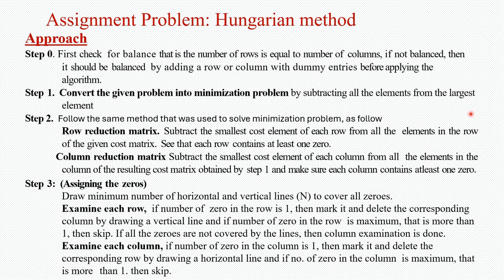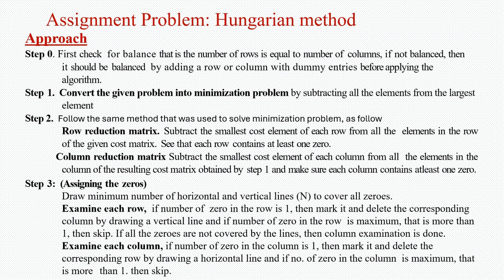Step 3. Assigning the zeros. Draw the minimum number of horizontal and vertical lines, n, to cover all zeros. Examine each row. If the number of 0s in the row is 1, then mark it and delete the corresponding column by drawing a vertical line, and if the number of 0s in the row is more than 1, then skip. If all the zeros are not covered by the lines, then column examination is done.